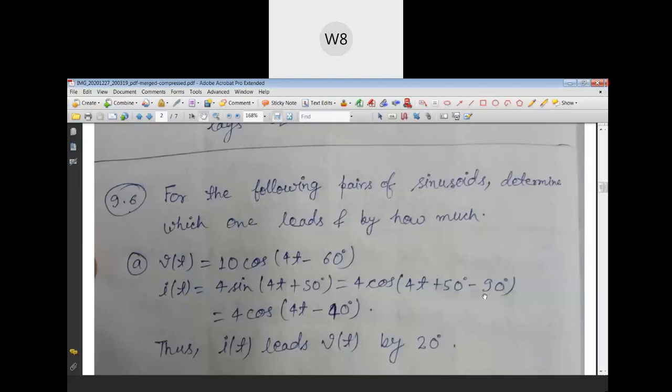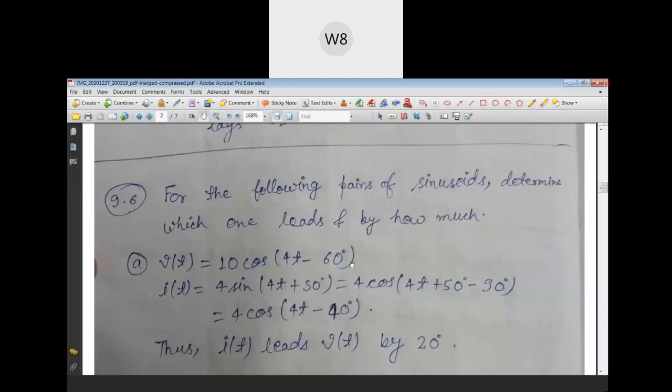So when we subtract 90 from the argument of the original sine function, the constant term becomes minus 40 degrees rather than plus 50. So now we have IT also in cosine form with positive amplitude. So now we can compare the phase of these VT and IT.